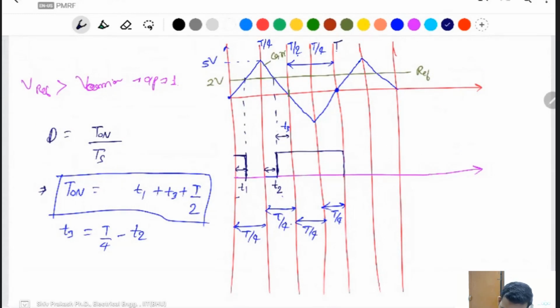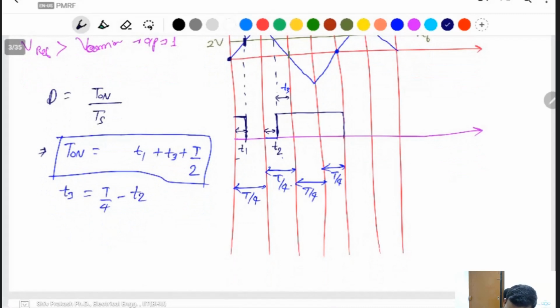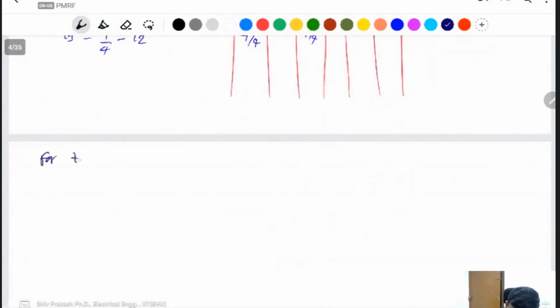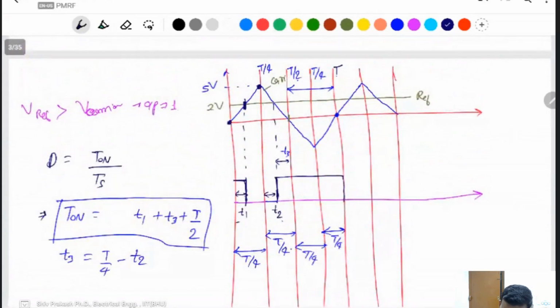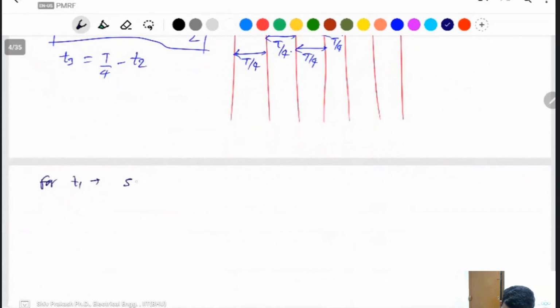And what is the T1 time? If you take the line equation of this line going from the origin, you can take this only T by 4 as the total time period for this section. Then what is the line equation? The line equation is 5T divided by Ts by 4, the total time.